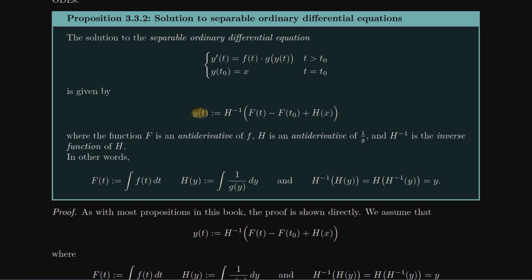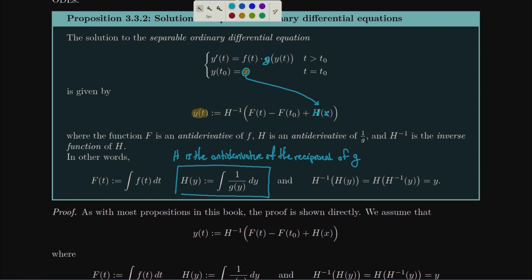Our solution y is going to depend on, well, here's my initial value, just like I had before with initial value problems. That initial value ends up inside of a function that we call capital H. Now, what is this function capital H? Capital H happens to be the antiderivative of the reciprocal of g, right? And g was the g in the original differential equation we have. So you have to compute the antiderivative of the reciprocal of g. That's where the initial value goes.